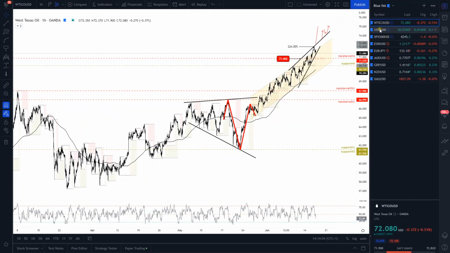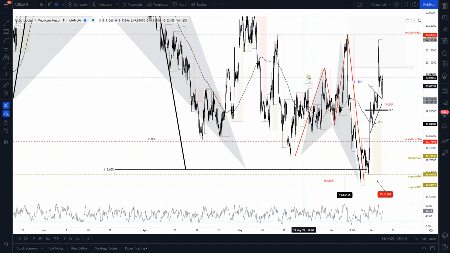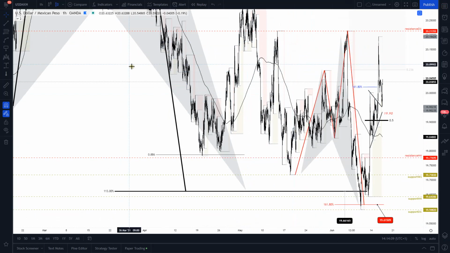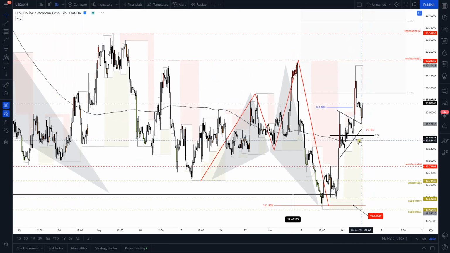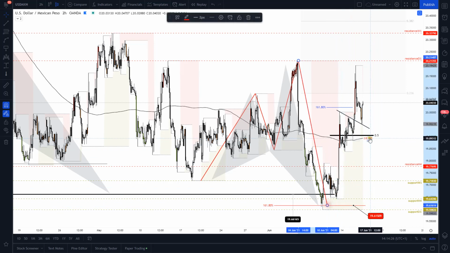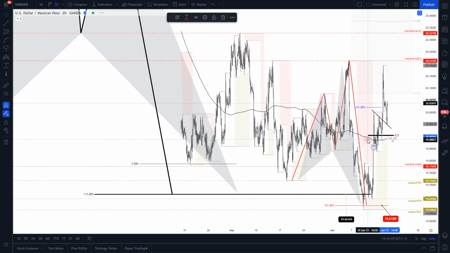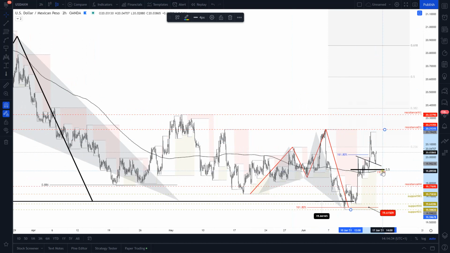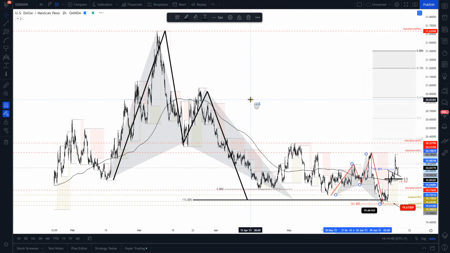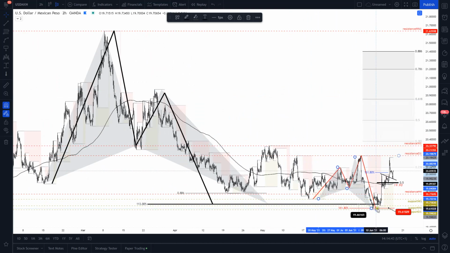For crude oil, dollar versus the Mexican peso, I shared this chart at the beginning of the week, I believe, also on Twitter, if I'm not wrong. Dollar versus the Mexican peso. I shared this with default targets for this bullish shark pattern at 1990, the 50% Fibonacci retracement level.